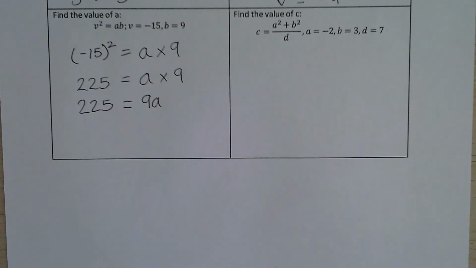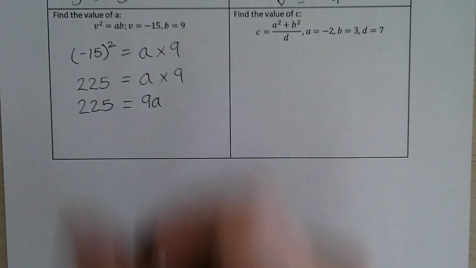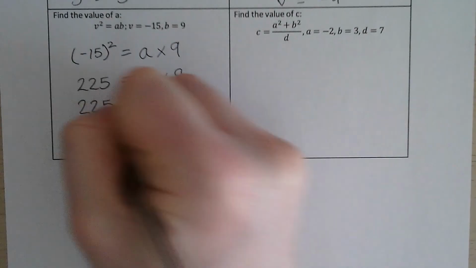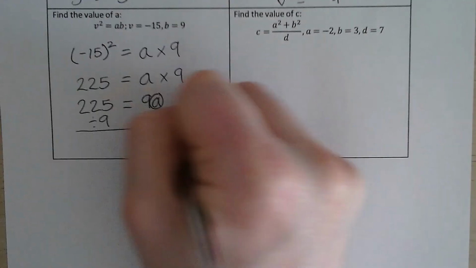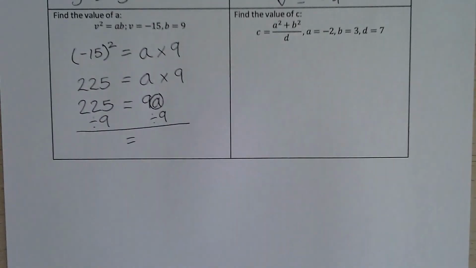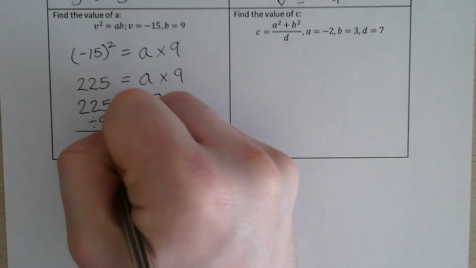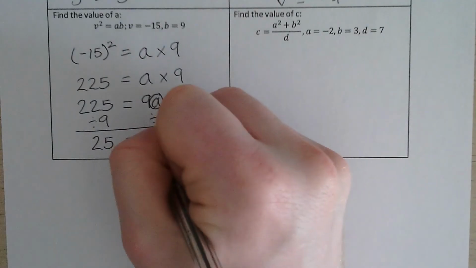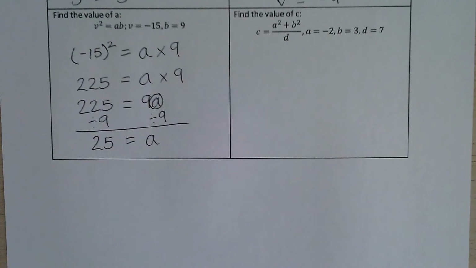In order to isolate the variable, we need to get rid of the times by 9, so we will divide both sides by 9. 225 divided by 9, again if we use a bus stop method here, we end up getting 25. 9a divided by 9 is a. So here, a must equal 25.